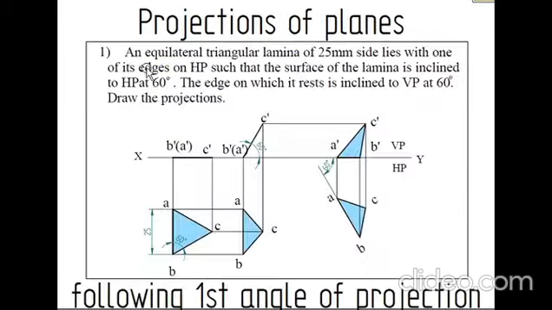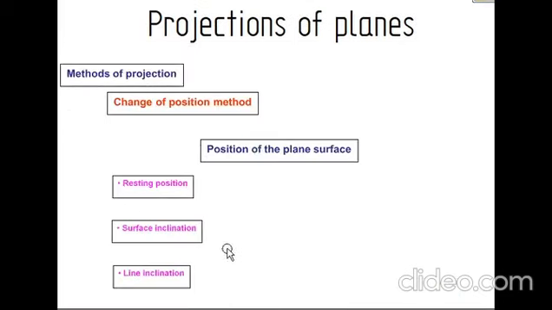To understand the problem, I have taken an equilateral triangular lamina. So the problem goes like this: an equilateral triangular lamina of 25 mm side lies with one of its edges on HP such that the surface of the lamina is inclined to HP at 60 degrees. The edge on which it rests is inclined to VP at 60 degrees. Draw the projection. To solve this, as I said, follow these three conditions.